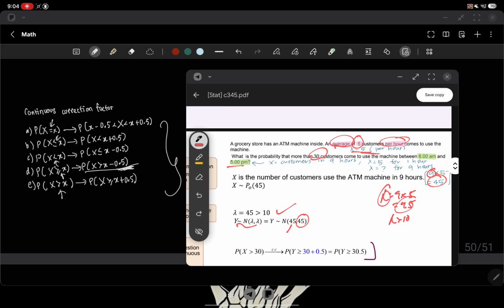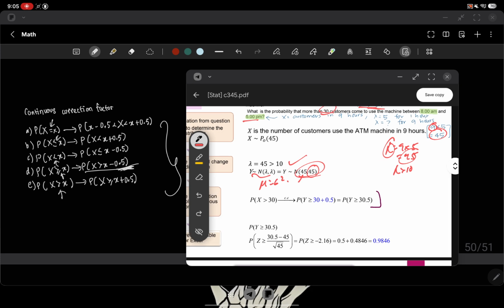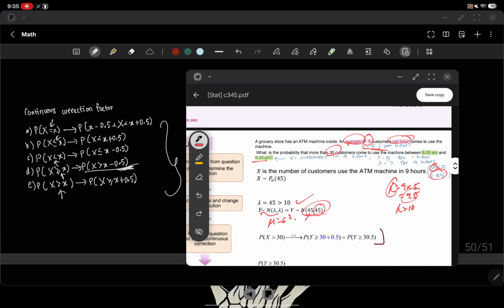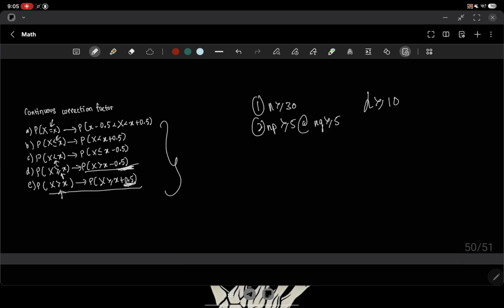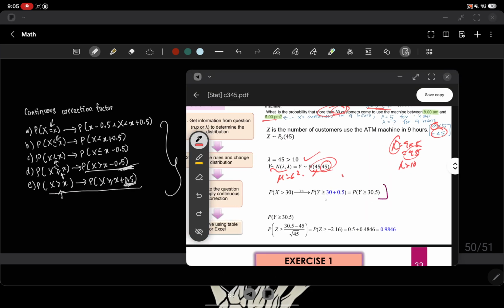this should be normal distribution. Yeah, mean and variance are the same, 45 and 45. They said more than 30 customers, so for more than we add 0.5. They did plus 0.5, so this is the answer. So x is 30.5, our mean is 45, and we know that if the variance is 45, our standard deviation would be the square root of 45.